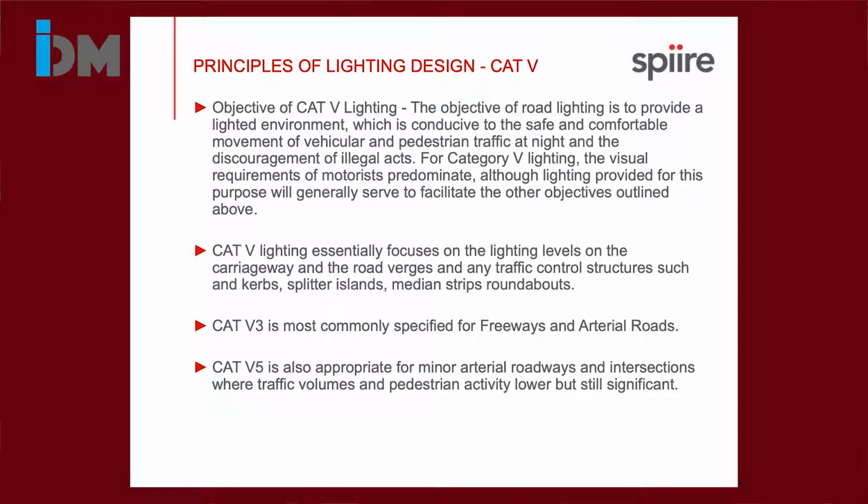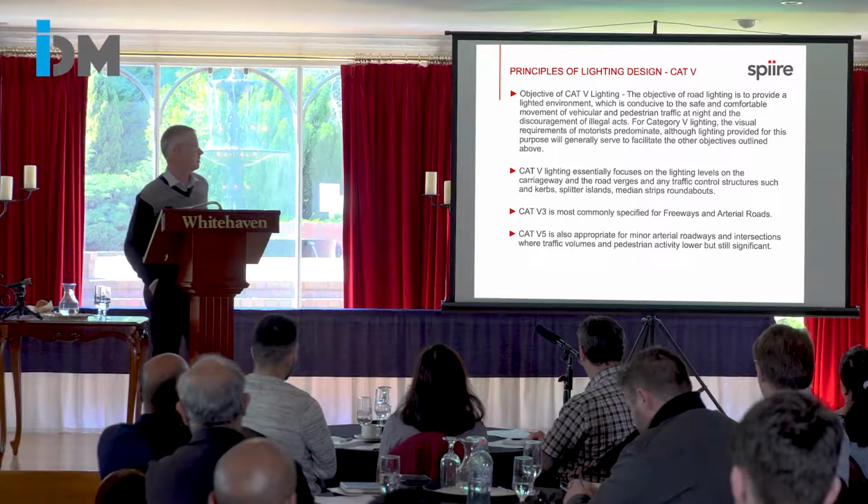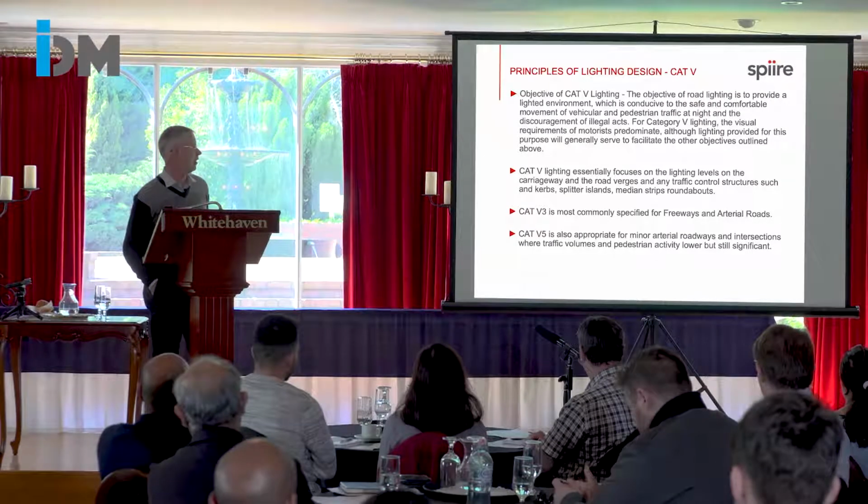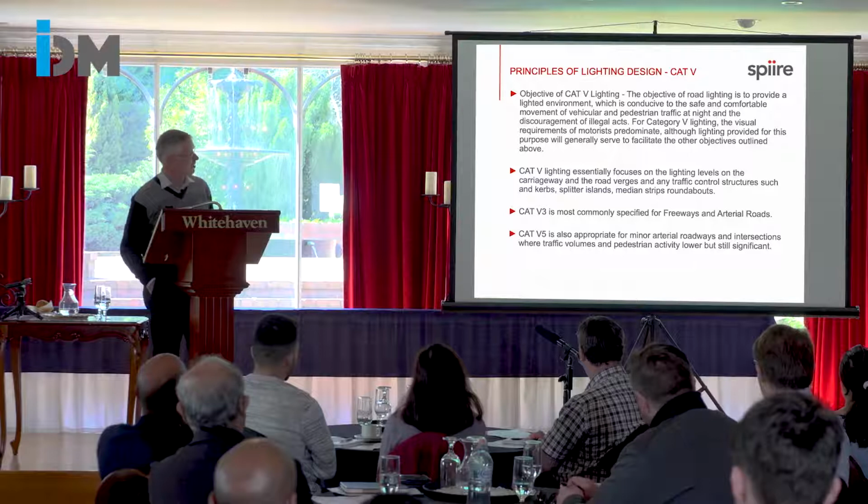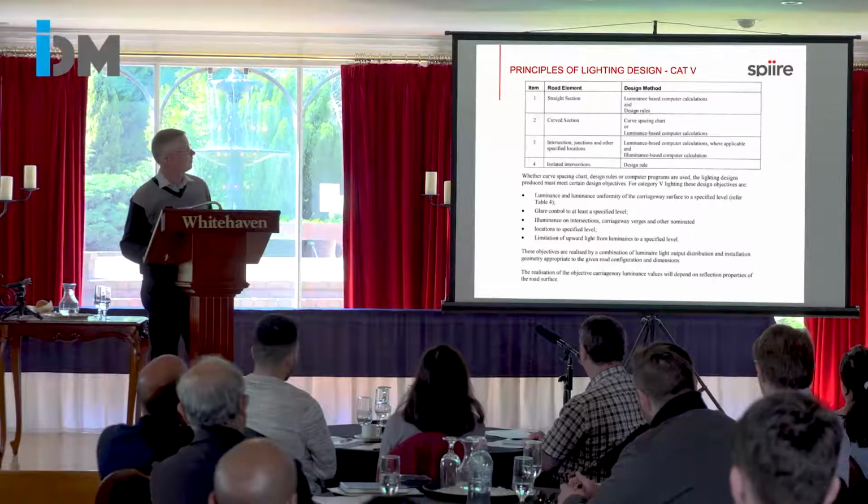Category V3 is most commonly specified for freeways and arterial roads. Category V5 is also appropriate for minor arterials and intersections where traffic volumes and pedestrian activity are lower, but still significant.